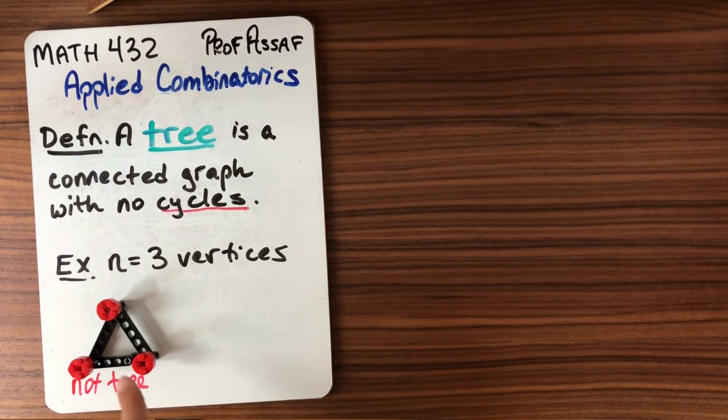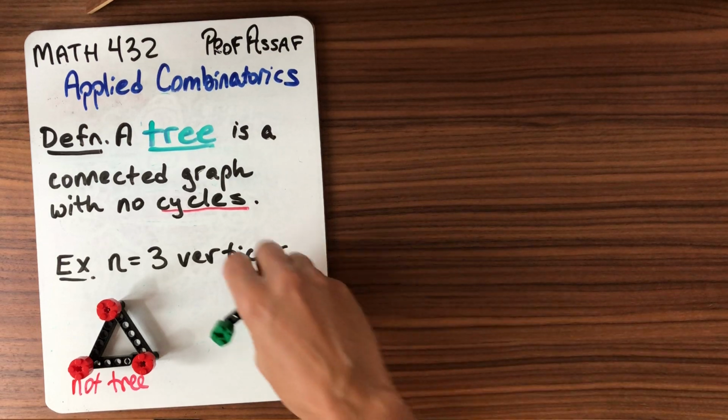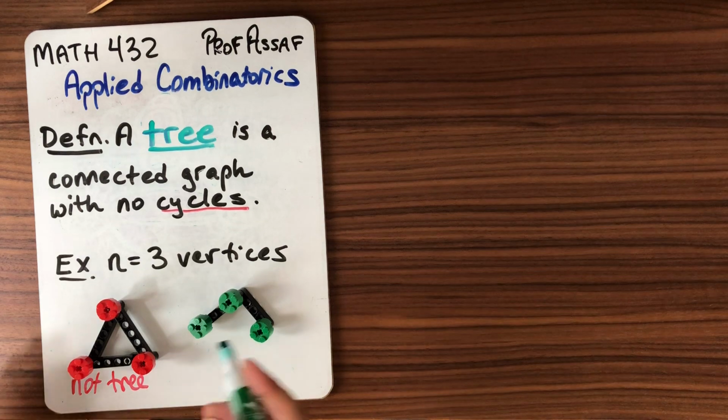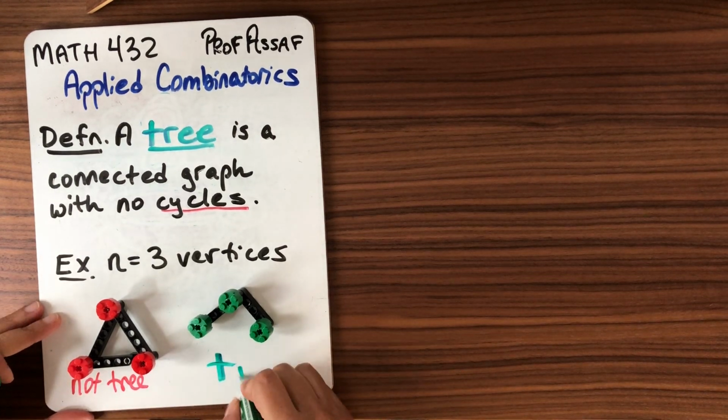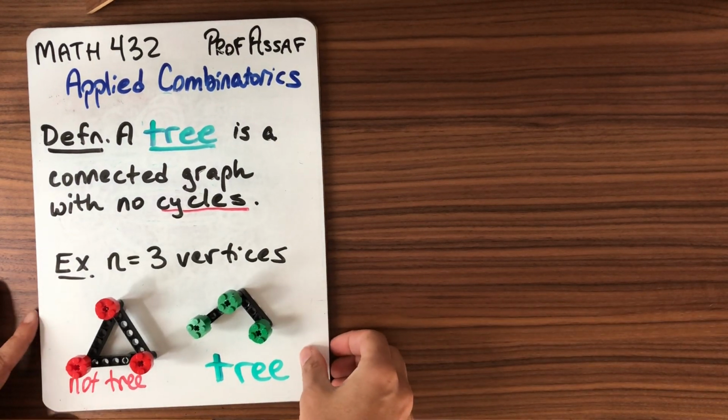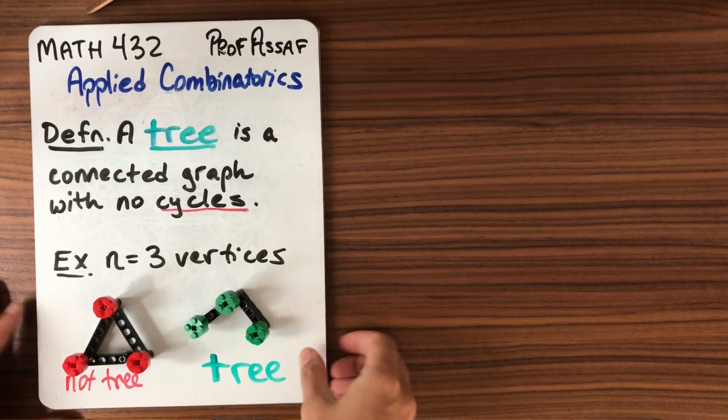Now, we could take an edge away from this, and then what do we end up with? We end up with a graph that's connected still and has no cycles. So this, in fact, is a tree. And we can think about, okay, what if we took an edge away from this? Well, now we're kind of in trouble because it wouldn't be connected anymore, and this is it. This is the only tree on 3 vertices.